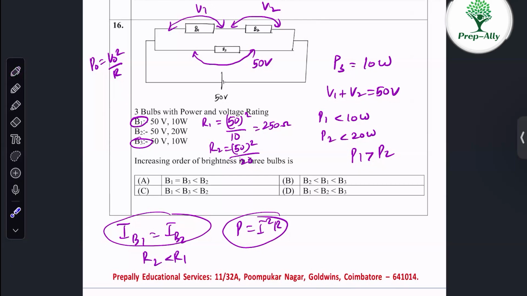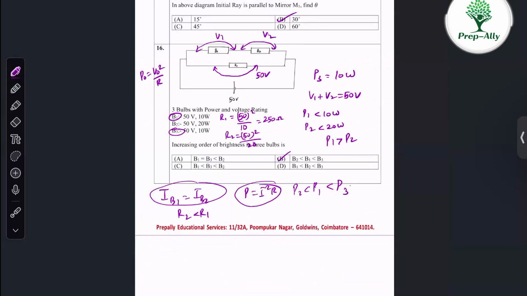So now P3 is 10 watts, P1 is less than 10, and P2 is even lesser. So power output in P3 is maximum. Then comes P1, then comes P2. B will be the correct answer.